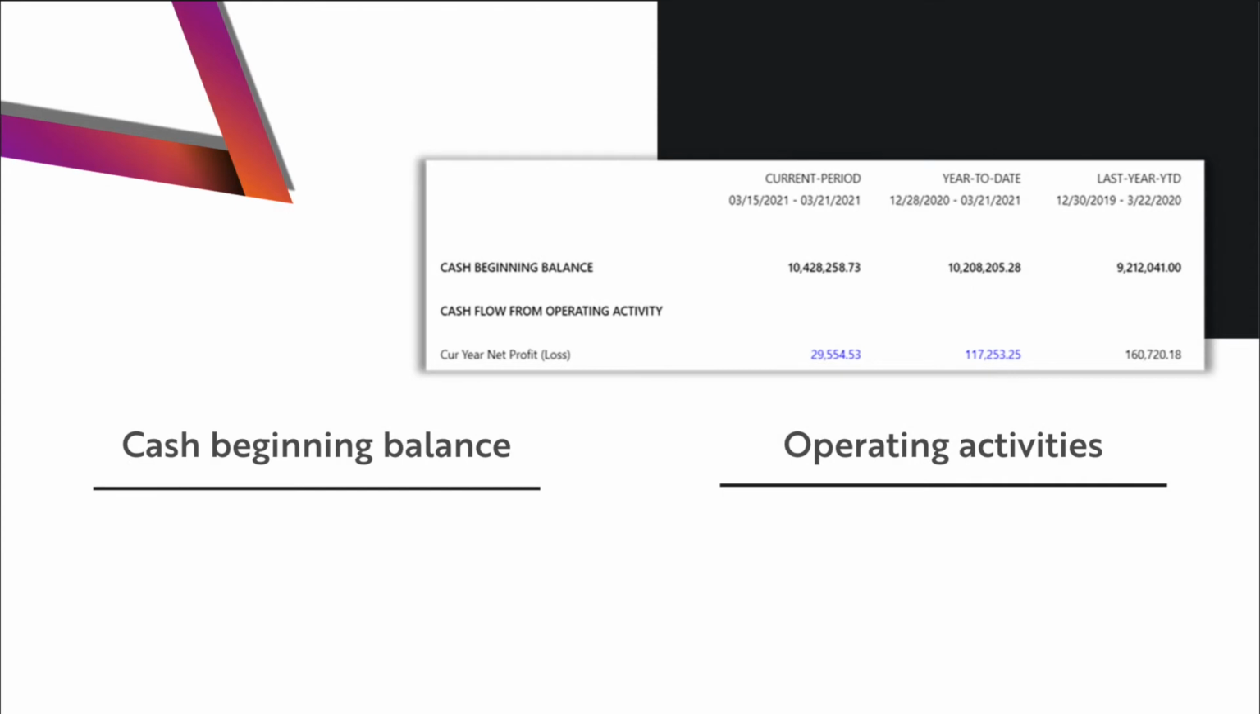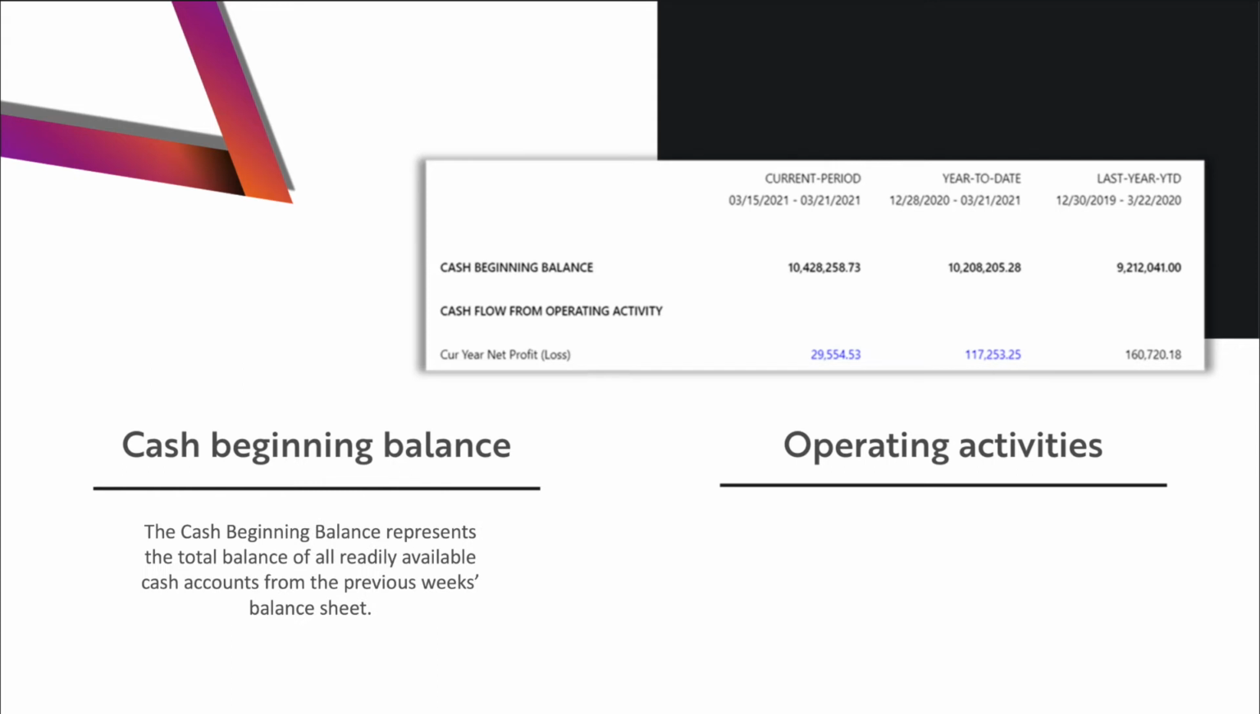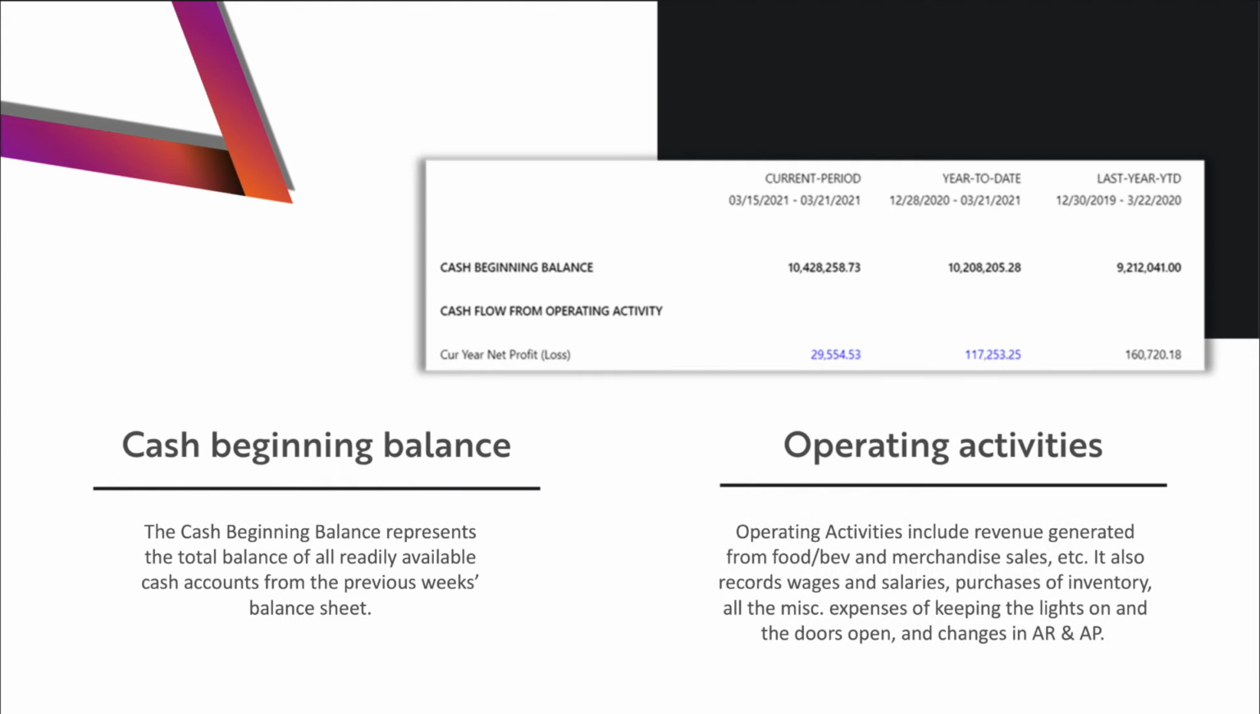The cash beginning balance represents the total balance of all readily available cash accounts from the previous week's balance sheet. Cash flow from operating activities lists the transactions that form the bulk of cash flows for your average restaurant. Operating activities include the revenue generated from sales of food and beverage, merchandise sales, and rental receipts. Additionally, it records wages and salaries, purchases of inventory, and all the miscellaneous expenses of keeping the lights on and the doors open. It'll also account for changes in accounts receivable and accounts payable.